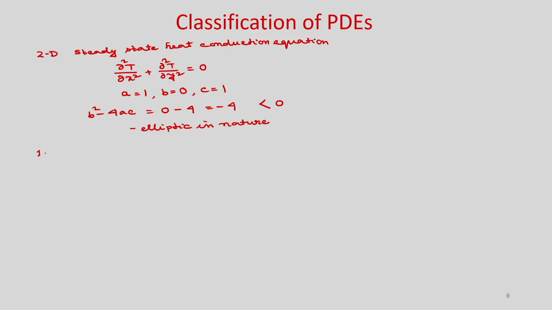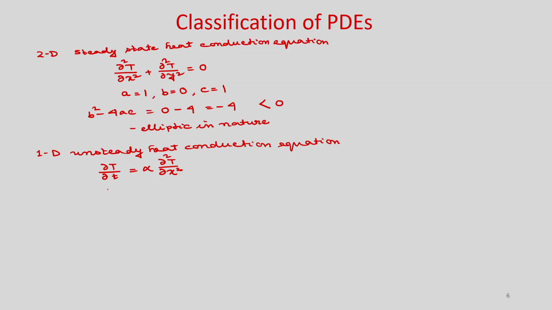Okay. So, 1D unsteady heat conduction equation. ∂T/∂t is equal to alpha, which is your thermal diffusivity, times ∂²T/∂x². So, physically this is a marching problem. Now, let us see what is the mathematical character of this equation.